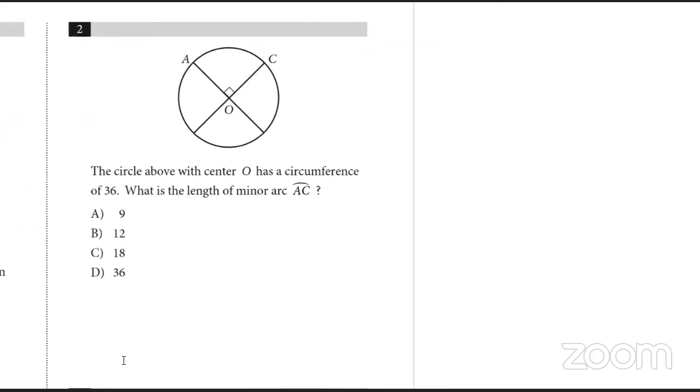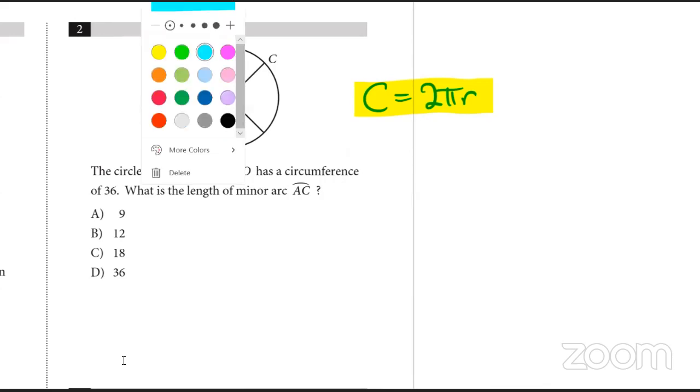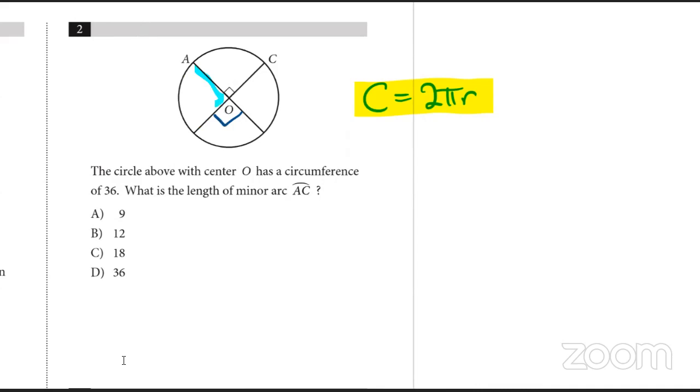Number 2 here, we have a circle, center O, circumference is 36. Well, circumference is the formula 2 pi r. They're telling us that's equal to 36. So from that information, we could find the radius, but even easier than that, a 90-degree angle means a 90-degree angle here. And because this, let me draw it a little bit better here.